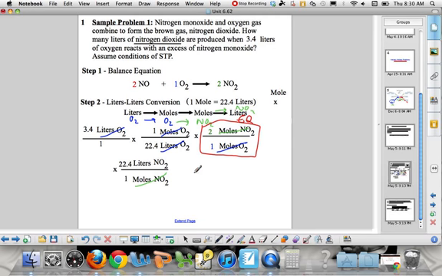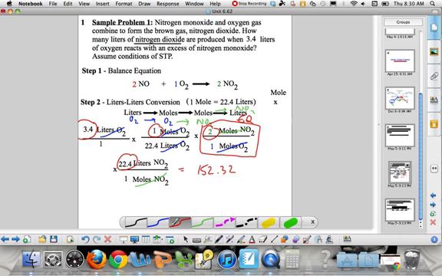Let's do the math, and let's figure out what the answer is. Up on top, I have 3.4, I have 1, I have 2, and I have 22.4. And when you multiply the top together, you get a value of 152.32.